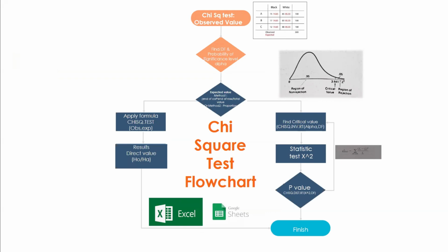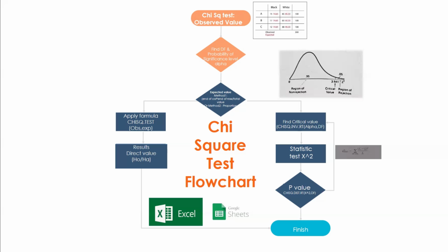And the probability of significance, whether you need 0.05 or 0.1, that is 5 percent or 10 percent. 5 percent will give you a confidence level of 95 percent, and 10 percent will give you a confidence level of 90 percent, right? So this is the common step. Degree of freedom and probability, there is only one way of finding them out.